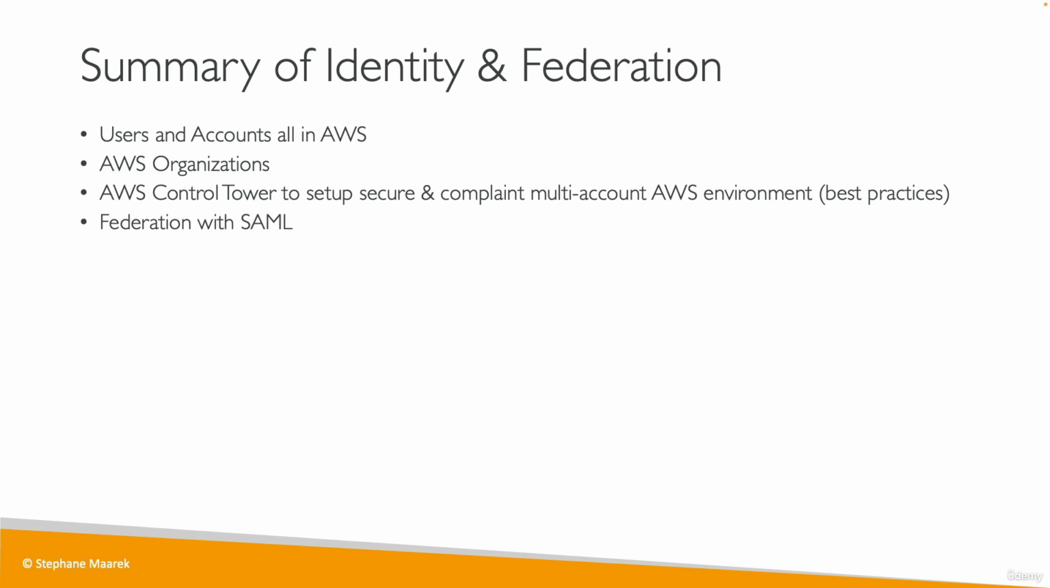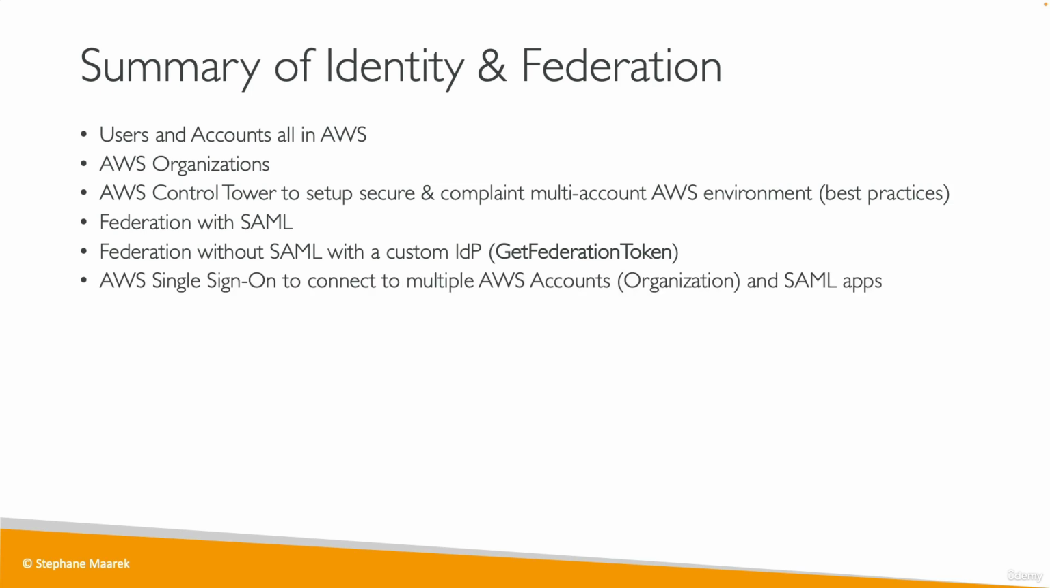The first one and the older one is using SAML 2.0, but if you don't have SAML 2.0, then you can use a custom identity provider broker with the GetFederationToken API for STS. And now the more modern way of doing it is to use AWS Single Sign-On, so SSO, to connect multiple AWS accounts through an organization and SAML applications.